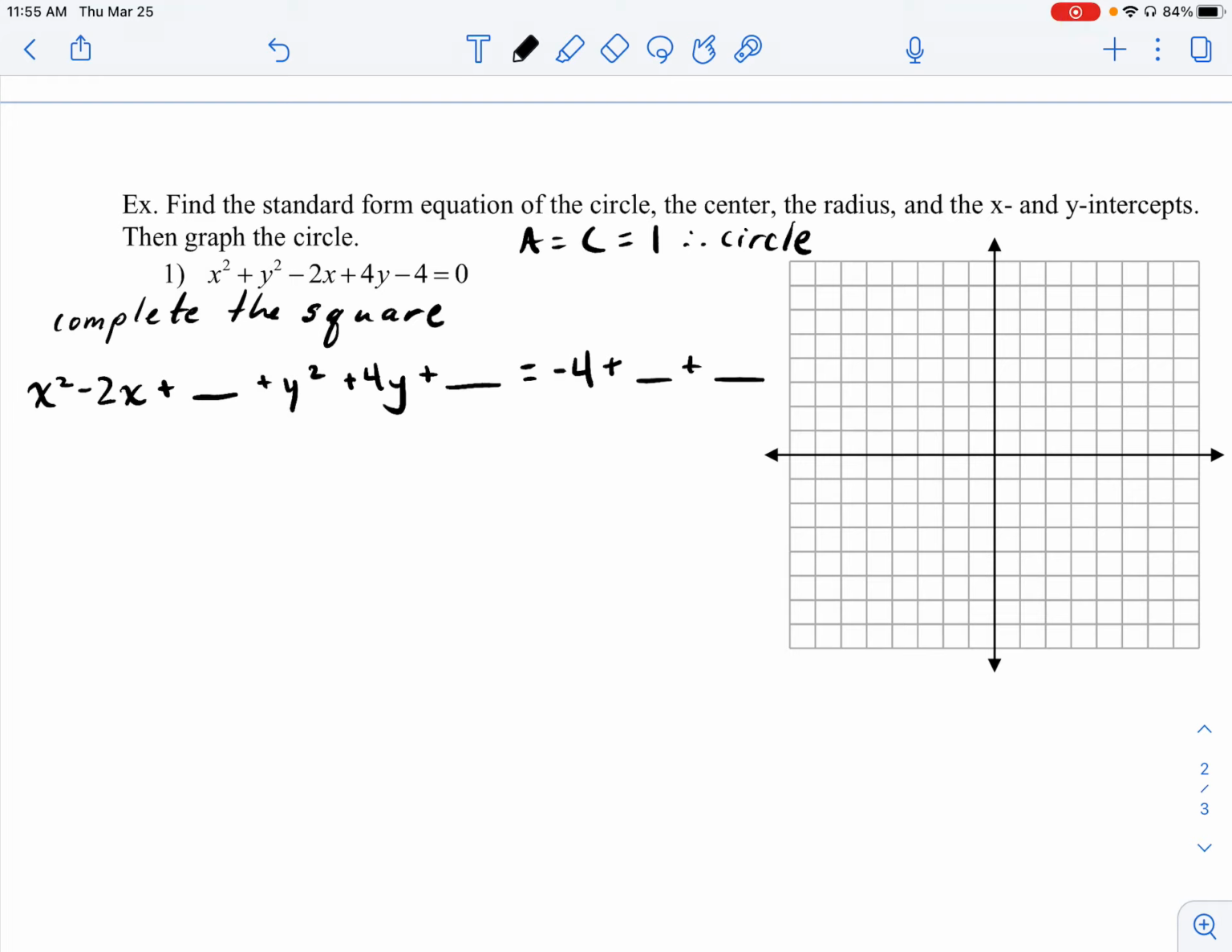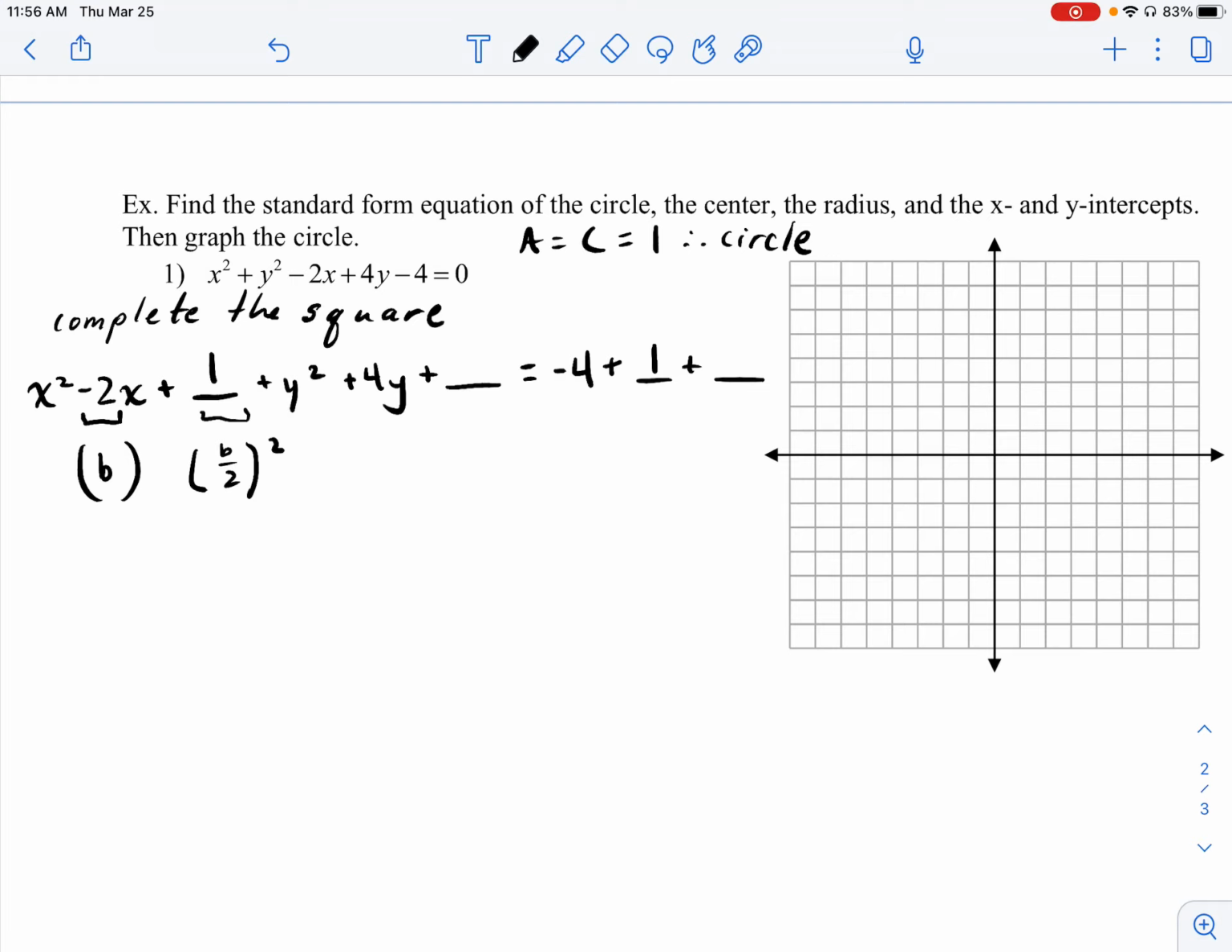If you remember how to complete the square, we're going to need to take half of this value. Since this is my b value, we're going to take half of our b value, so b over 2, and then we're going to need to square it. So half of -2 is -1. -1 squared is +1. Because I added a 1 there, I'm also going to be adding a 1 here. That way I'm keeping my equation equal on both sides.